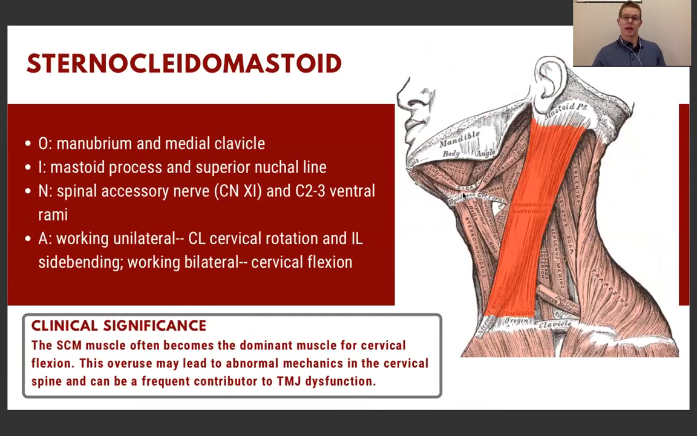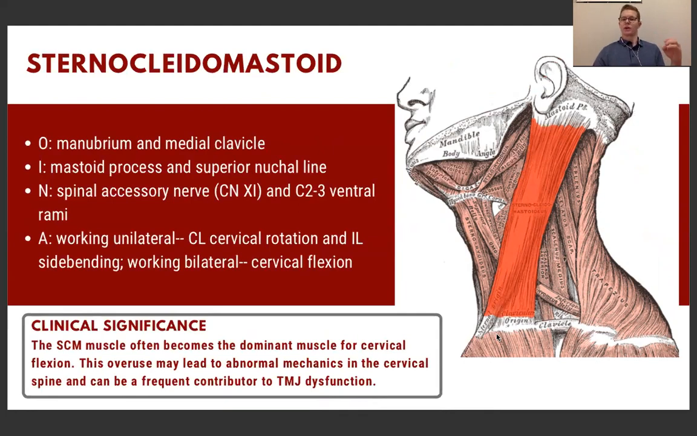So the sternocleidomastoid, or SCM, runs from the manubrium and the medial clavicle, as you can see on the bottom edge where it says origin here, and then runs cranially towards the mastoid process and superior nuchal line. Due to that origin and insertion, you'll often see people who have more of a forward head posture that puts this muscle in a position to work more than it should. The innervation here is the spinal accessory nerve and C2 to C3 ventral rami.